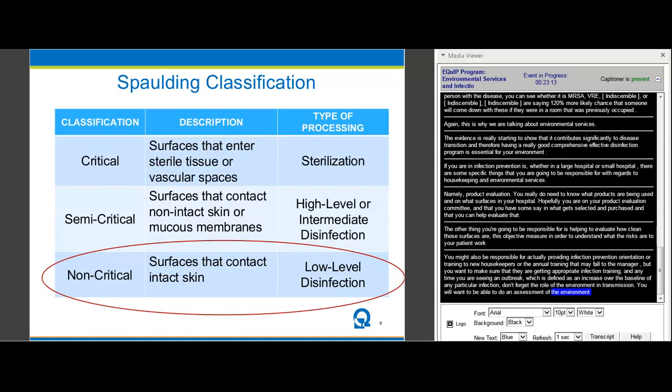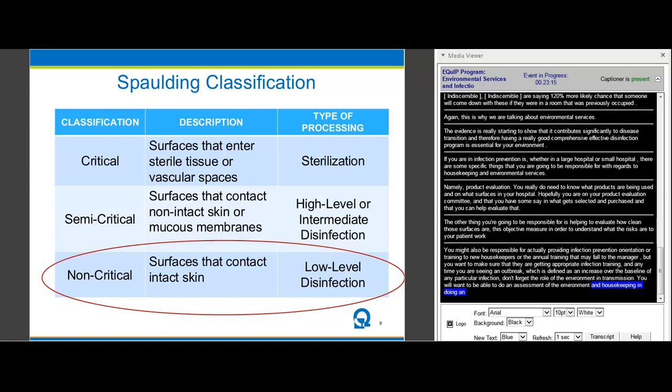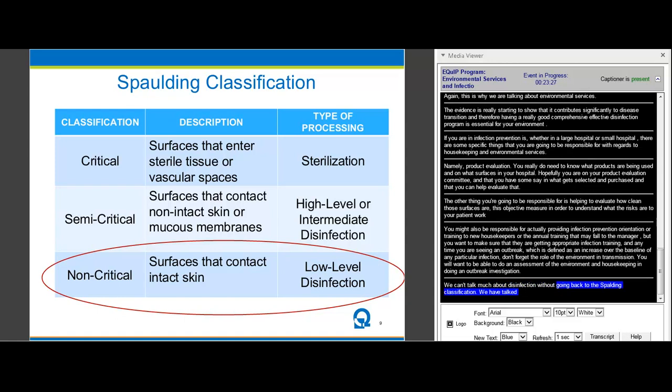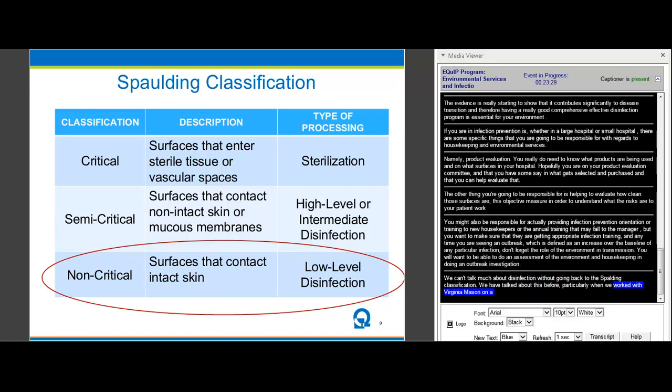Now, we can't talk much about disinfection without going back to the Spalding classification. We've talked about this before, particularly when we worked with Virginia Mason on a previous webinar, where we look at how we classify surfaces, whether they're on devices, instruments, bedside tables, bed rails, that sort of thing. And we look at the Spalding classification as how is that surface being used.